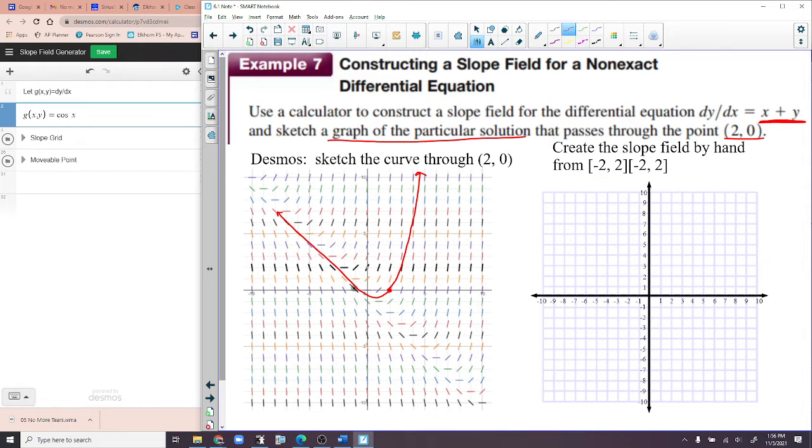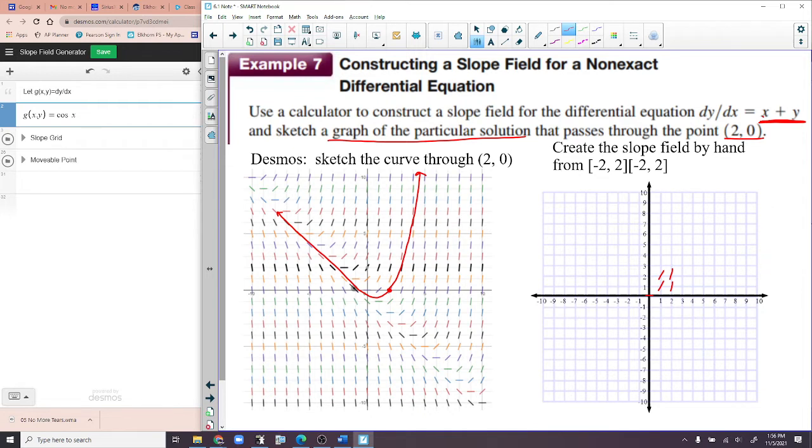Let's do (0, 0). 0 plus 0 is 0. So at (0, 0), the slope is 0. (1, 1): 1 plus 1 is 2, so I have to draw a slope of 2. Does that seem reasonable? (2, 1) is 3, and (2, 2) is 4. Now it's getting really steep. 1 plus 2 is 3, and that takes care of the first quadrant's interior.